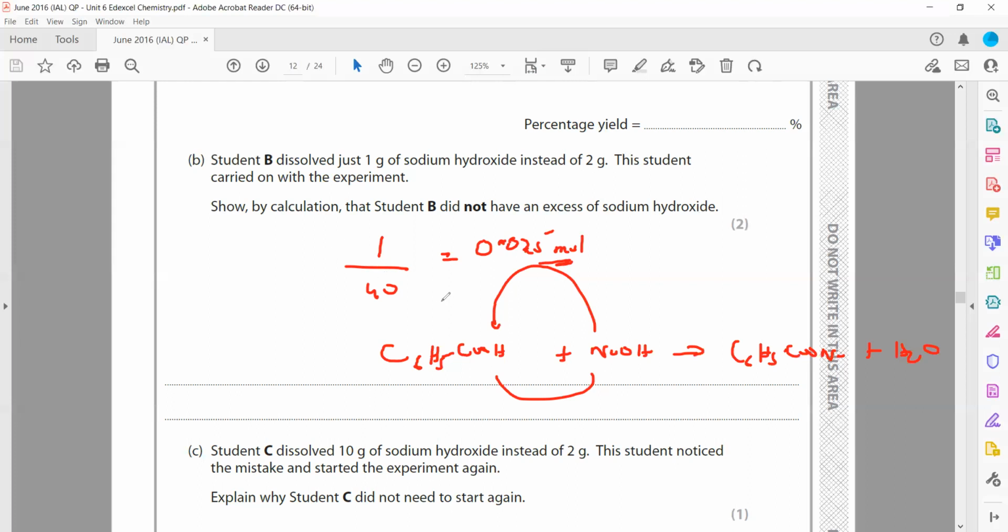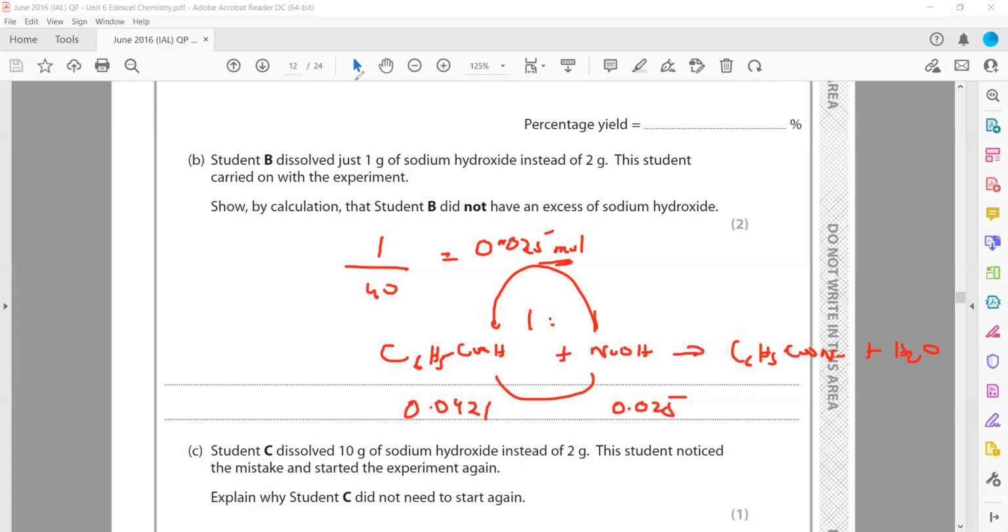So we will use these moles of sodium hydroxide and compare them with the moles of benzoic acid, which we calculated in the previous part. The moles of benzoic acid were 0.021 and the moles of sodium hydroxide are 0.025. So you can clearly see the ratio between them is 1:1. If we have 0.025 moles of sodium hydroxide, we should have the same number of moles, but we have less benzoic acid than sodium hydroxide. So this shows that sodium hydroxide is in excess.